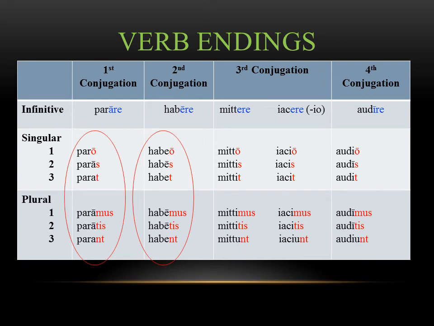Next, we want to look at the first and second conjugation. And you'll notice that the way we got this spelling of all the verb forms is from going to the infinitive, dropping the -re to get our present stem, and then adding our endings. That's where we get the spellings of paras, parat, paramus. It's taking that stem of para- and just adding our verb endings.